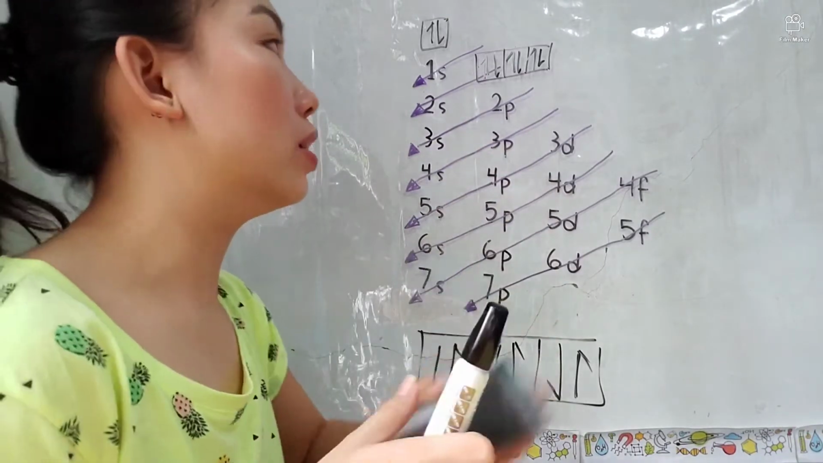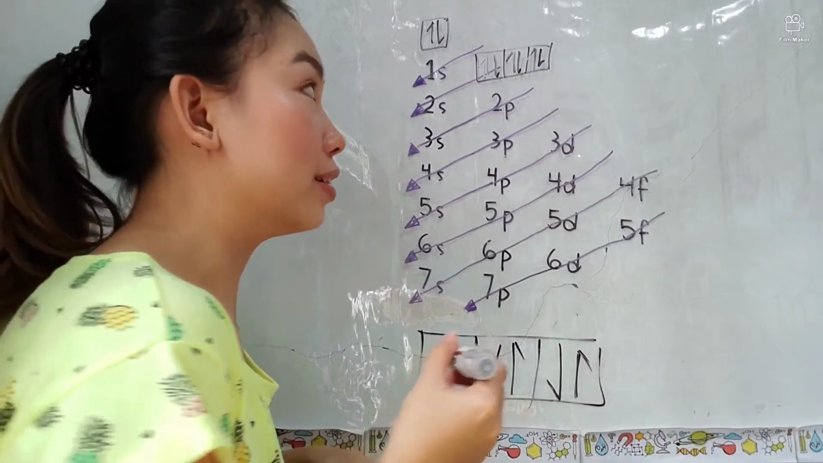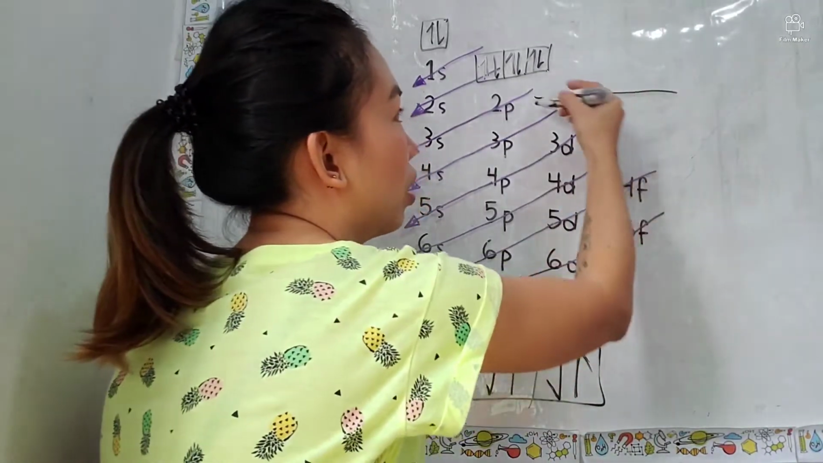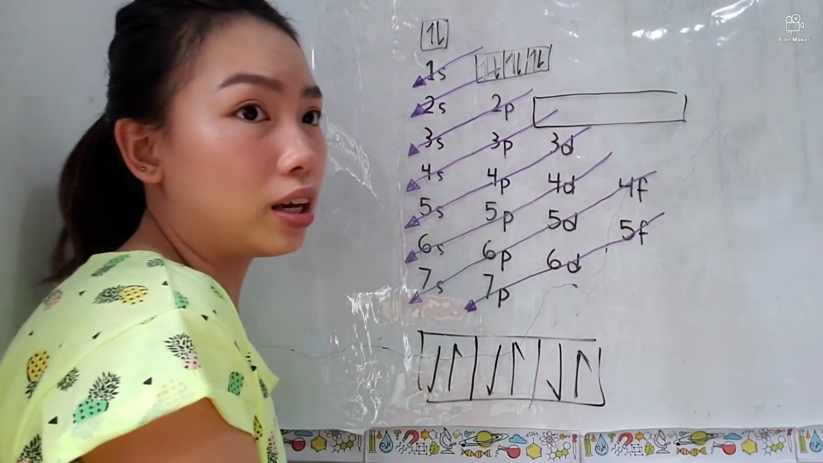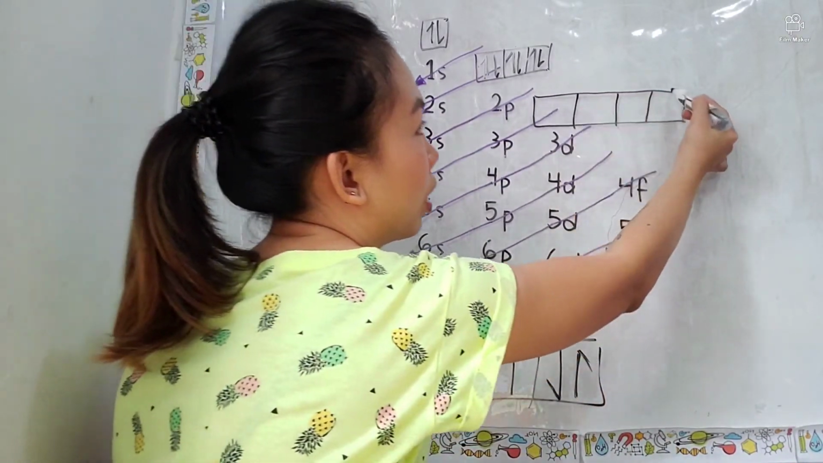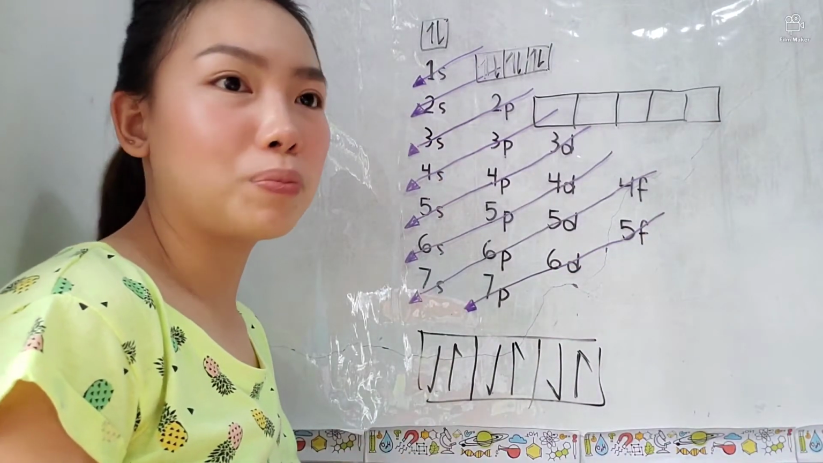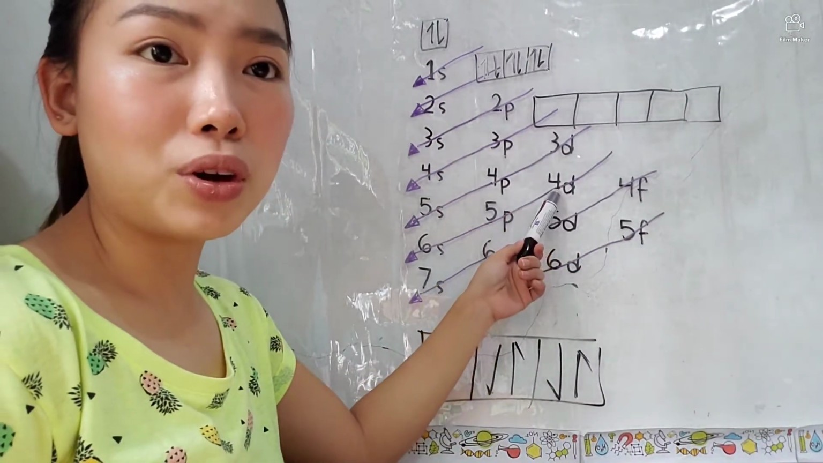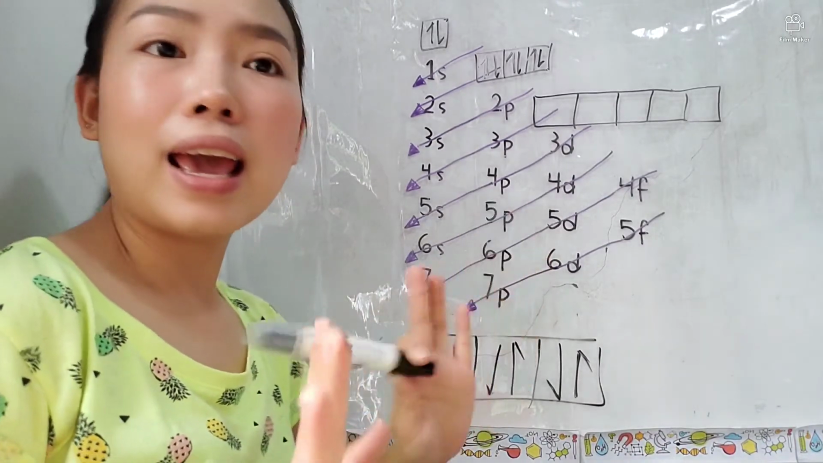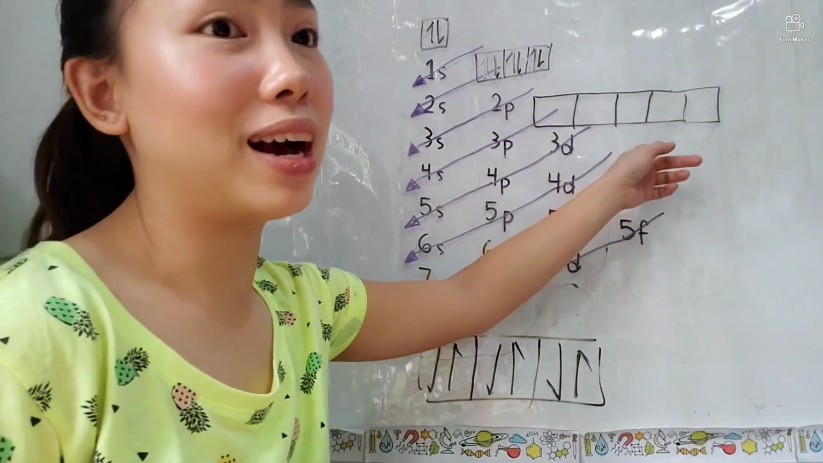Now, for the D, since D has a maximum number of 10, so magkakaroon ka ngayon ng ilang boxes for the D. So, syempre, you have 1, 2, 3, 4, and 5. Kailangan meron kang 5 kahon para sa D subshell because it holds up to 10 electrons. 10 divided by 2 is 5. So, kailangan meron kang 5 kahon.